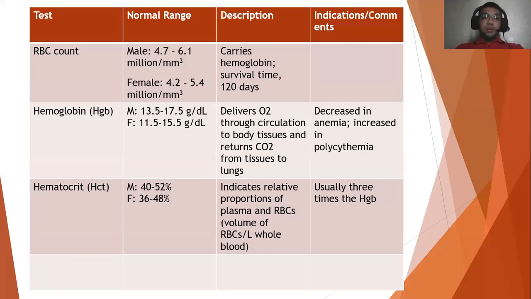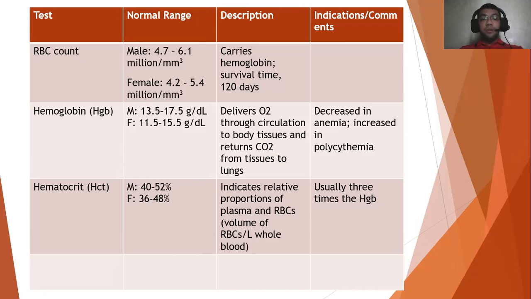For males, the normal range should be at around 4.7 to 6.1 million cells per cubic millimeter. For females, it's 4.2 to 5.4 million per cubic millimeter. And of course, you all well know the function of hemoglobin. What do you call this? The RBCs. They carry hemoglobin, they carry oxygen, and the lifespan of the RBCs is 120 days. We also have the hemoglobin.